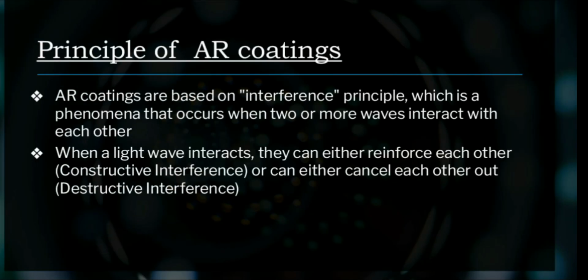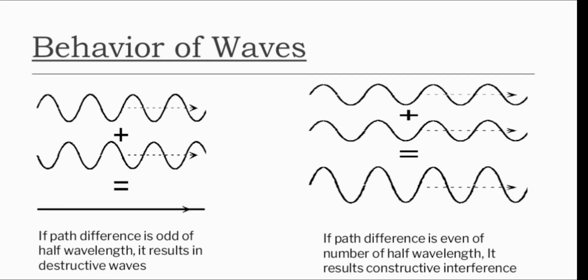So the principle of anti-reflective coatings is based on interference, and specifically on destructive interference. We are going to discuss the behavior of light first, to see what is destructive and what is constructive.